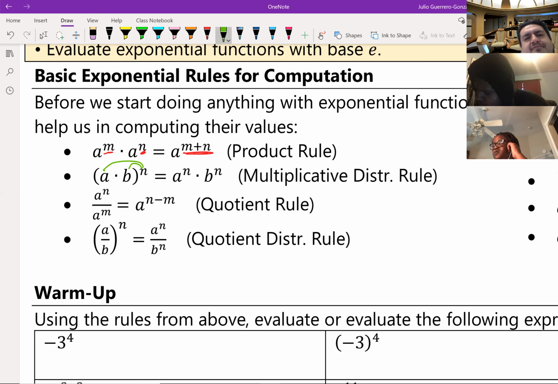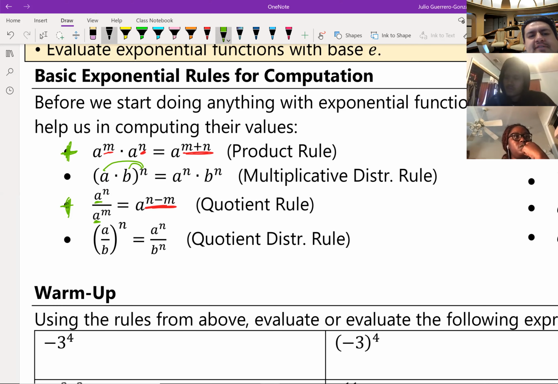When you have a division, you just get to subtract the 2 exponents, assuming that they have the same base. Just as we have for the multiplicative rule, we have an equivalent one for the quotient rule. The bases have to be the same. If they are, you can subtract the exponents.